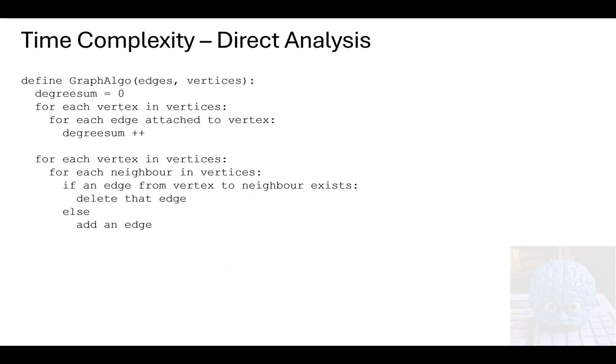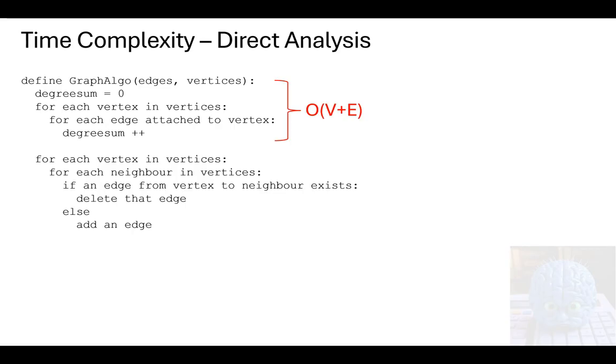Okay, next we're going to consider a graphing algorithm. Now let's consider the first loop. We've got for each vertex, we're looking at each edge attached to the vertex. And you might be tempted to say, well, this is v times e. However, it's not quite that simple because each edge is not attached to every single vertex. Okay? Each edge is only going to be counted twice as we go along.